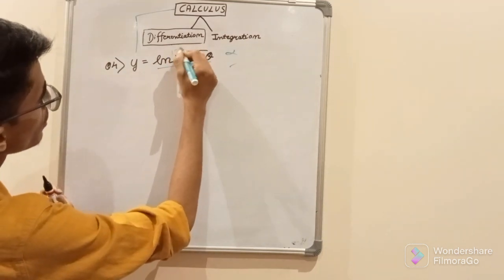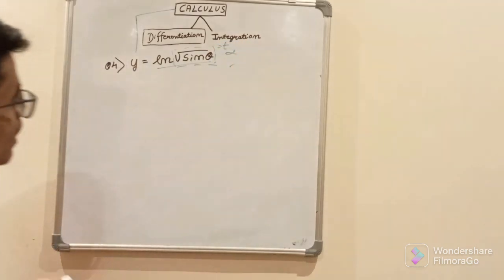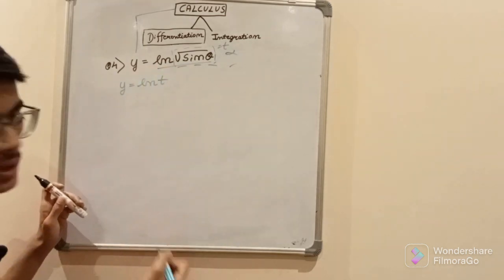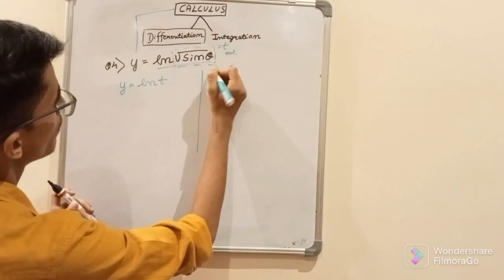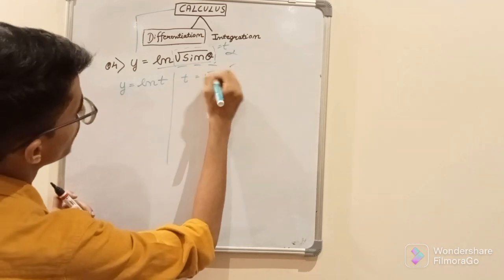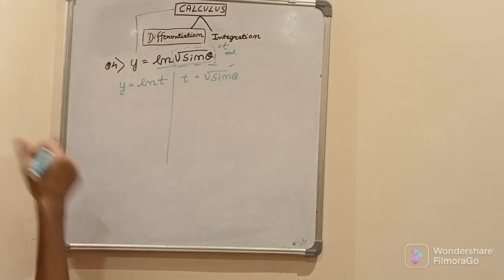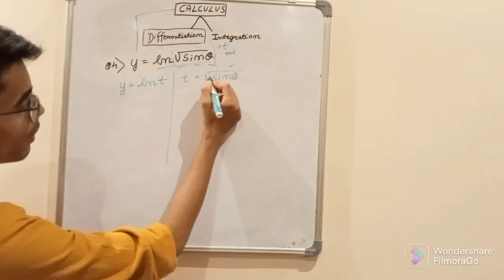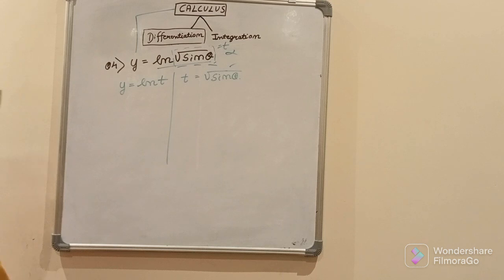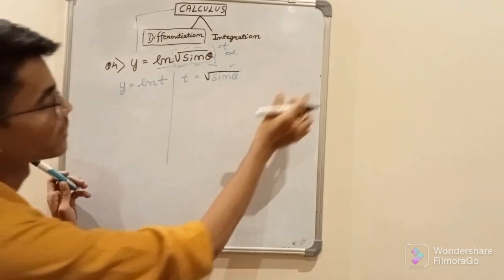So again the same process. Let's assume this entire term as t. So now the equation is something like y is equal to ln t, and over here we have t is equal to root sin theta. Now we cannot differentiate the sin theta with a root over here. So we have to somehow eliminate this root. So to eliminate this root, we have to differentiate this 2 times.